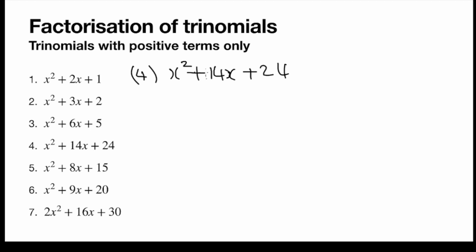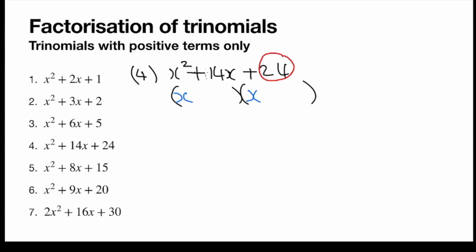Okay, so again, just draw your brackets. Then use the first term. The first term is just x squared. So x squared means x times x. So x comes here and there. Right, now we need to look at that number 24 there.